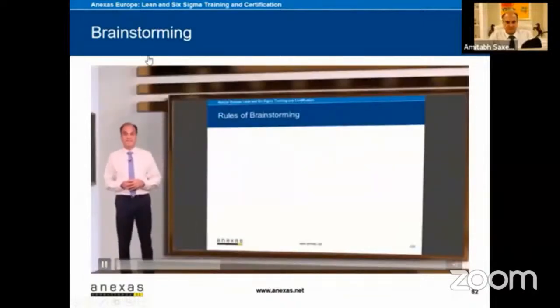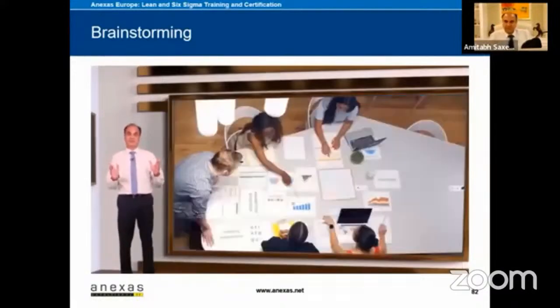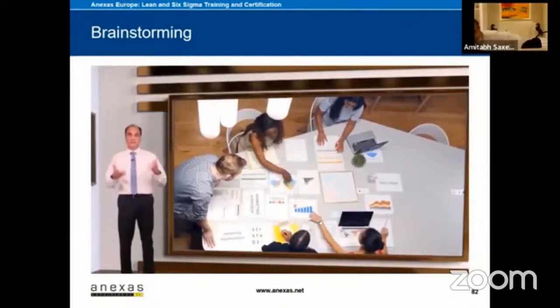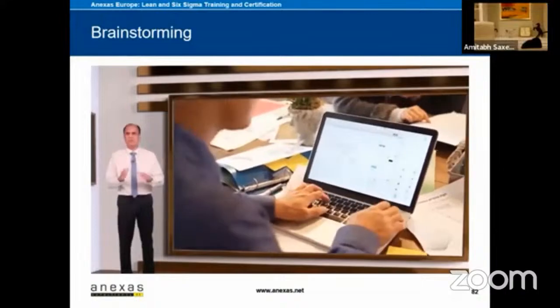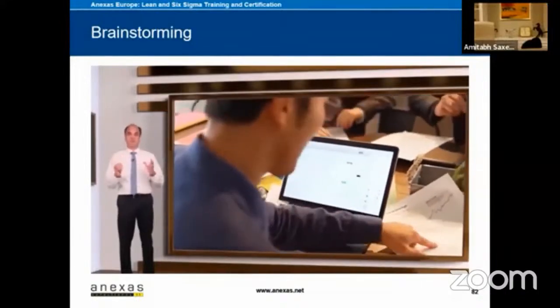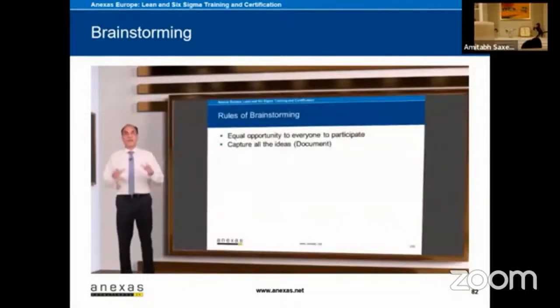The rules of brainstorming are: give equal opportunity to everyone who is participating. So tell them to participate, and you can use different techniques, as I told you, we will be learning in the improve phase. Capture all the ideas, so document all the ideas, whatever is being discussed, whatever ideas the participants give. Someone should be there to document, or you can appoint a scribe to document all the ideas.